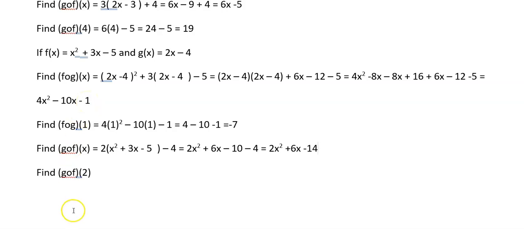So they're quite different. Now, we're going to take our g composed with f function and put a 2 in. So let's put a 2 into the answer that we got into our x's. So we'll have 2 times 2 squared plus 6 times 2 minus 14. So really this is 2 times 4 plus 12 minus 14, or 8 plus 12 minus 14. And 8 and 12 is 20, minus 14 is 6.